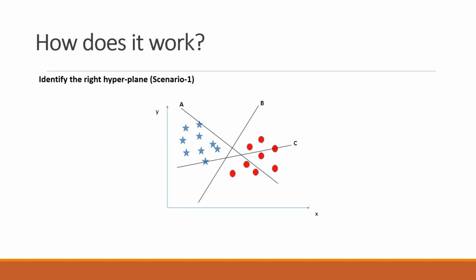So let's understand. First, we identify the hyperplane. This is scenario one. Here we have three hyperplanes, A, B, and C. Now, identify the right hyperplane to classify star and circle. You need to remember a thumb rule to identify the right hyperplane: select the hyperplane which segregates the two classes better. In this scenario, hyperplane B has excellently performed the job.